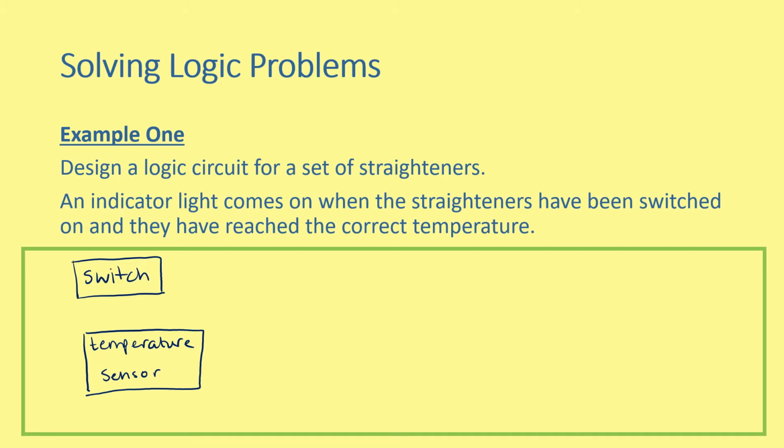Now we want the temperature sensor to sense a high temperature, so we don't need to say not at all. We don't need to put a NOT gate in there. We just need when the switch and the temperature sensor are both on. So it's an AND gate. We need both of them to be working to give us an output. So this is our AND gate, and our output is going to be an indicator light.